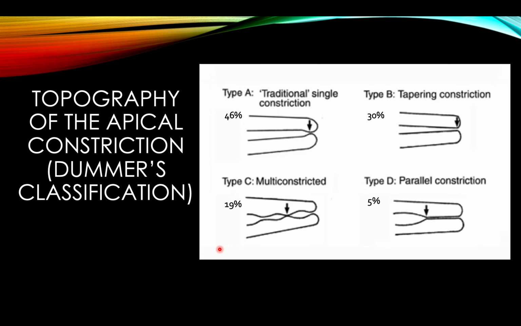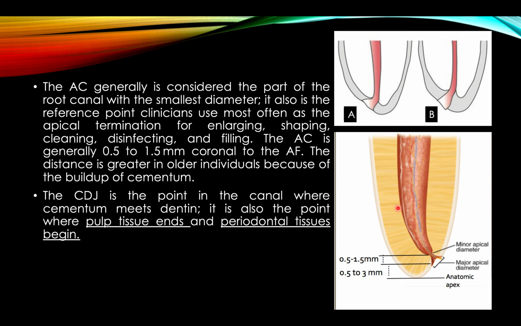Now, there have been some studies that explored the morphology of the apical constriction of a tooth, and they found that the apical constriction, the traditional single narrow point, occurs only in 46% of the cases, while in some cases the apical constriction is tapering, or some teeth have multiple constrictions, or it can be a parallel area instead of a single point. So this shows you the intricacies and the complexity of the pulp space.